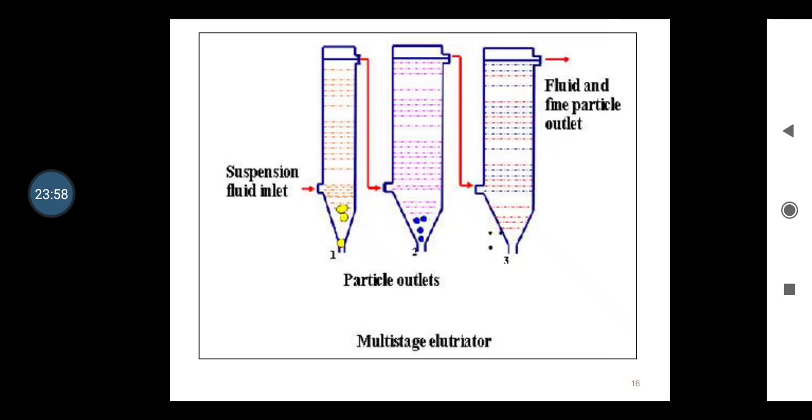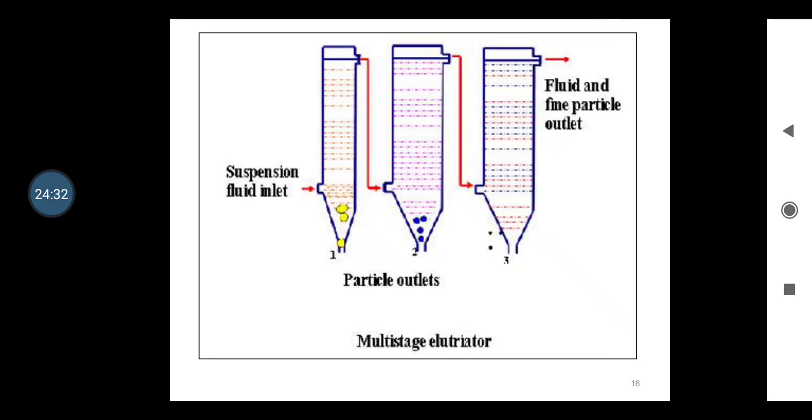So if you are able to see the bottom of each separator or elutriator, you can say first, second and third. In the first, you are able to separate out your coarse particles. As far as the second chamber is concerned, you can easily separate out your moderately coarse particles, and in the third chamber you are able to separate out your finer or very fine particles, depending upon the fluid velocity.